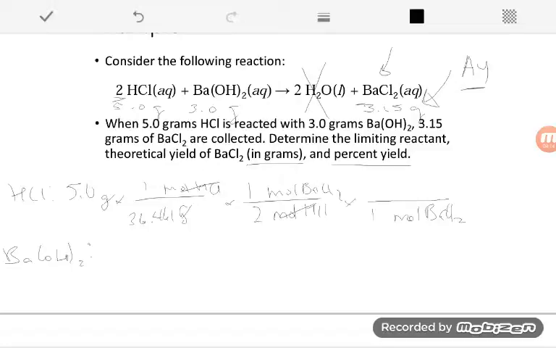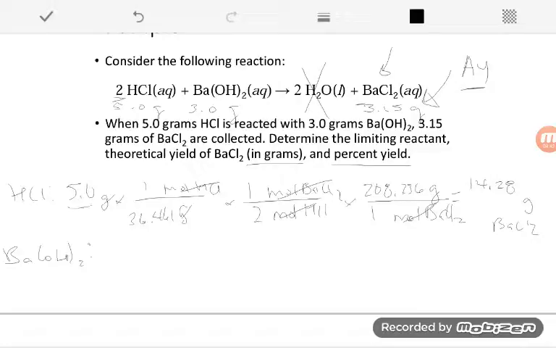So for every 1 mole, if I get the molar mass of barium chloride, which is 208.236 grams, I can figure out how many grams of barium chloride I'll make. So now my moles have canceled. So we go gram, mole, mole, gram. If we do the math, we get 14.28 grams of barium chloride.